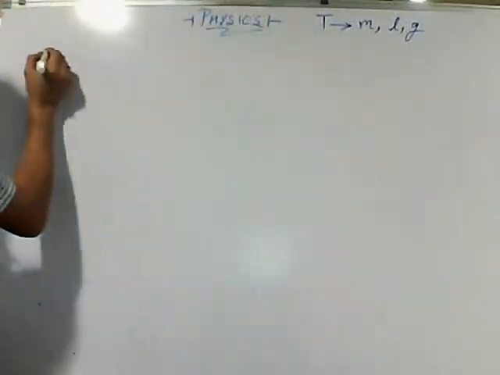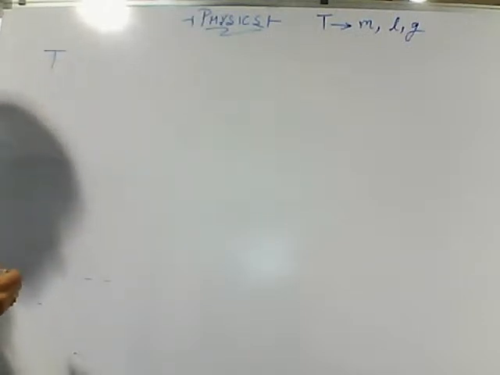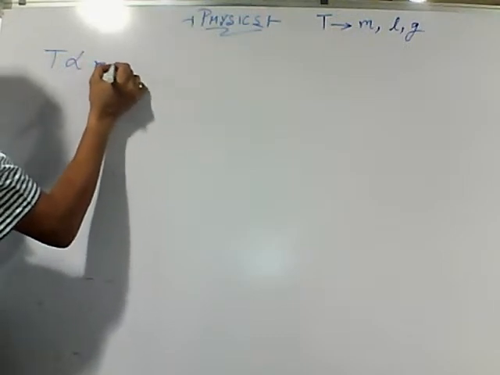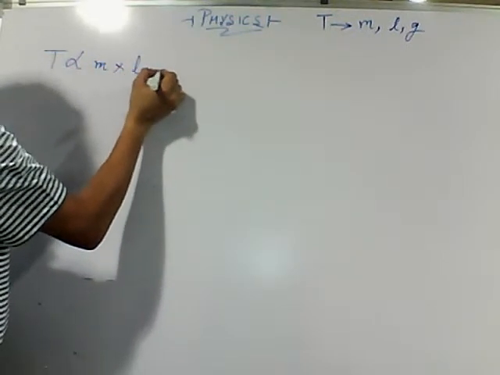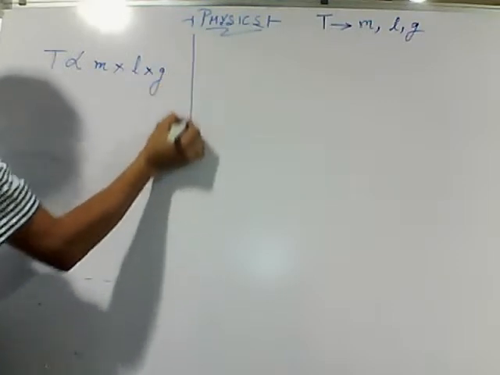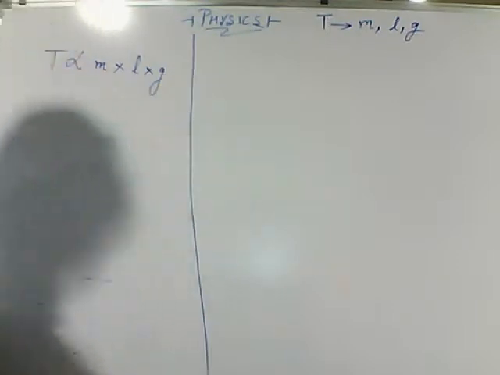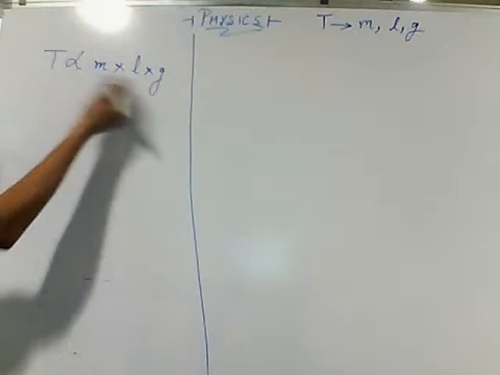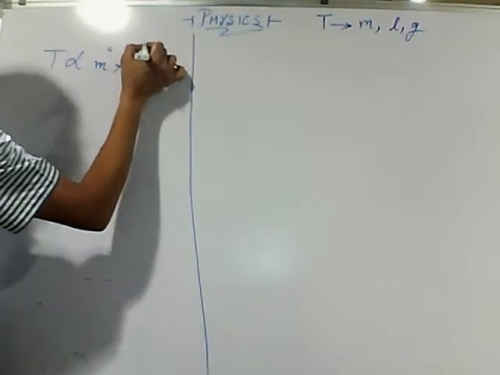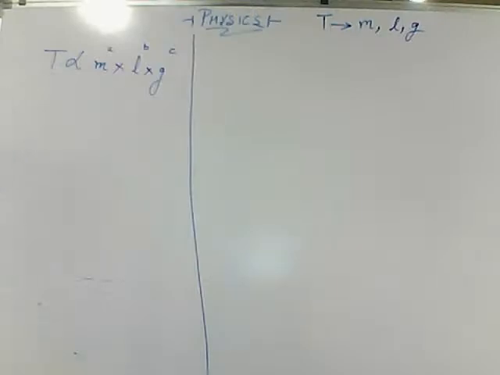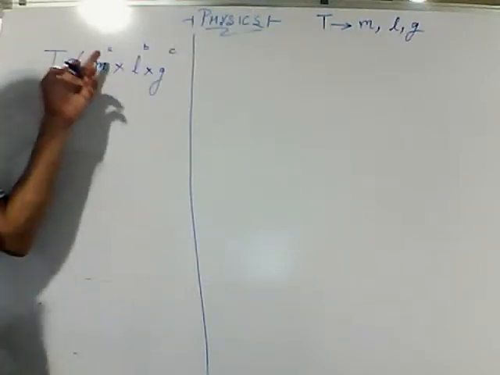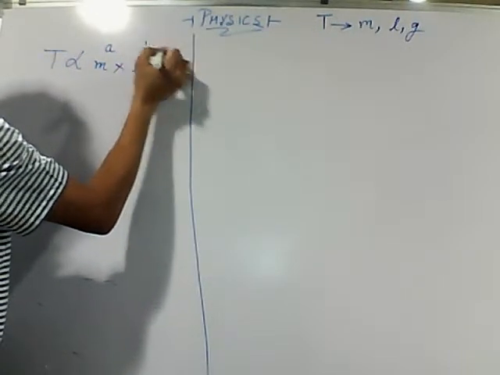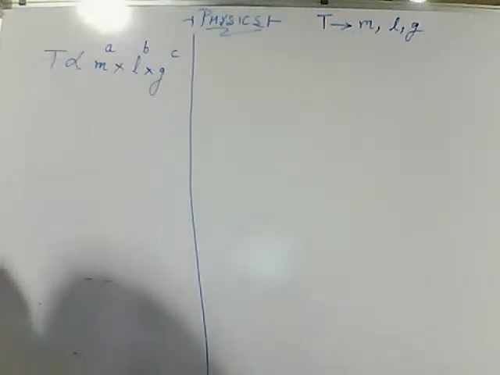The time period T of the pendulum is dependent on what factors? It's dependent on mass, length, and acceleration due to gravity. And let us say it is dependent on these factors by powers a, b, and c. I think it's small, maybe a visibility problem. a, b, and c. Fine.